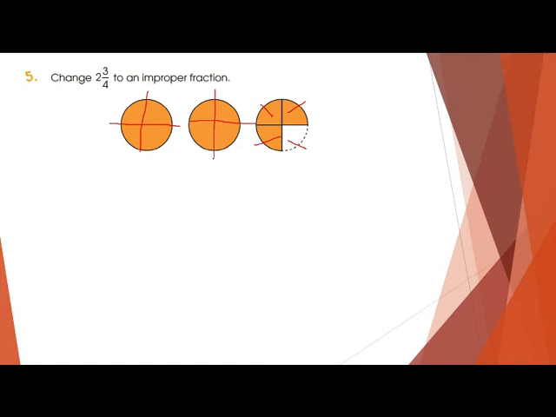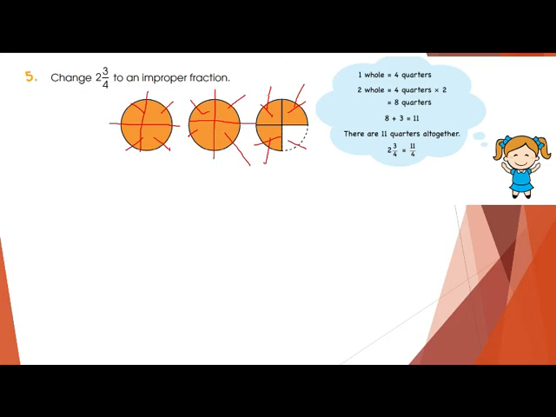Okay, so how many areas are shaded? 1 2 3 4 5 6 7 8 9 10 11. 11 areas are shaded, and in total we have 12. So how can you write it in the form of a fraction? It's 4 areas over there, and 1 whole is equal to 4 quarters. 2 wholes will be 4 quarters multiplied by 2. You will get 8 quarters, and these are the 8 quarters.